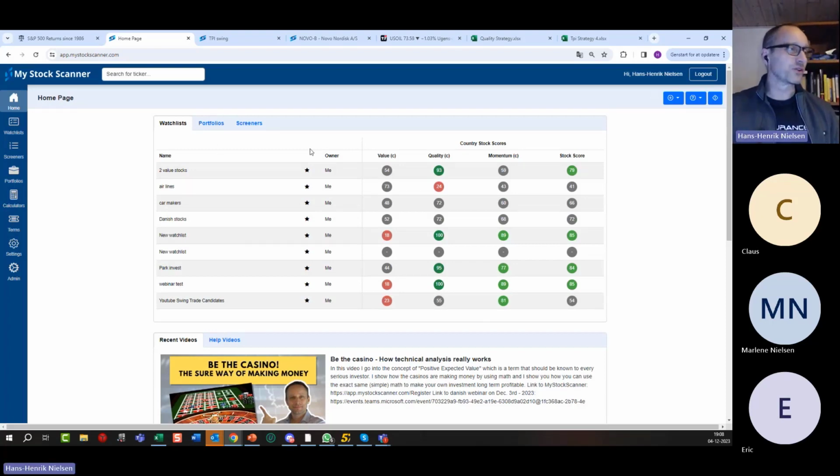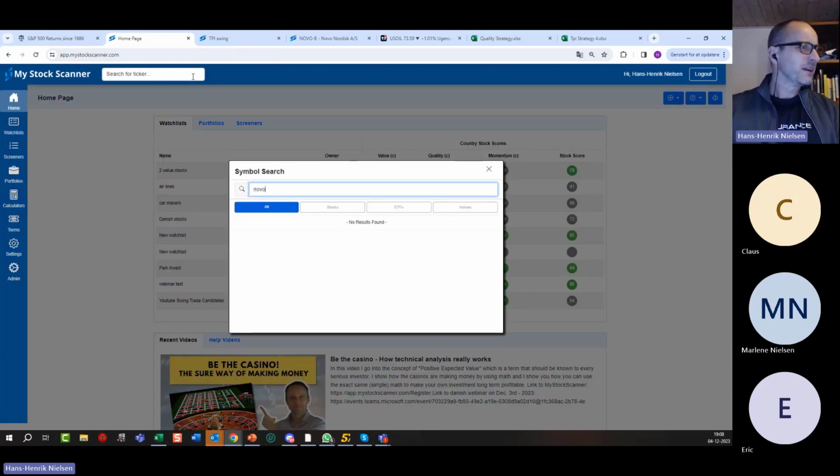But we are here in MyStockScanner. And first of all, I'd like to introduce the TPI indicator. Now, some of you are familiar with it already, I guess. Let me just see if I can get this away. All right, we'll just use this one.